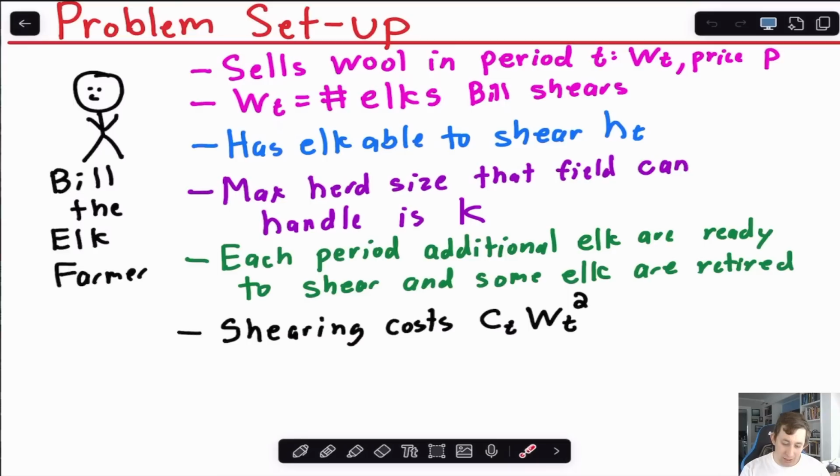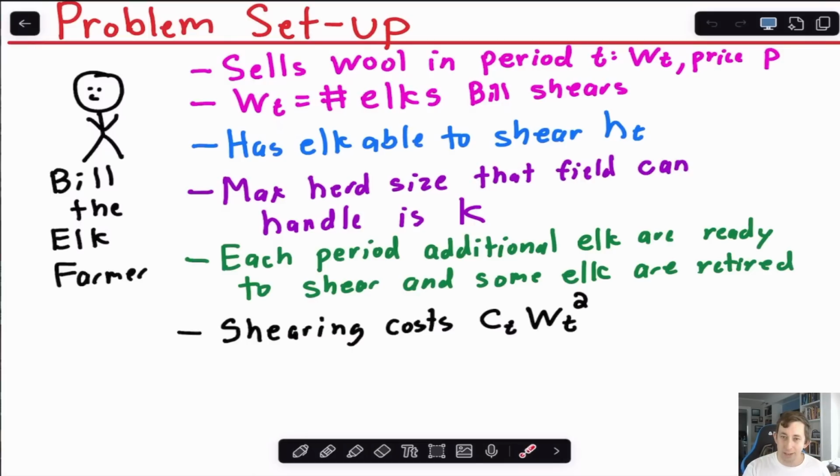And so what we're going to say is that he's got a number of elk that he's able to shear in the herd. It's going to be HT, and what's happening is that Bill has got these elk on some sort of field, and that field can only handle a certain amount of herd size, and we're going to call that maximum herd size the carrying capacity, or K. And basically in each period, Bill's going to have an additional number of elk that are ready to be sheared, and some elk are going to retire. They're going to go into a separate pasture. They can't be sheared anymore. They're just going to hang out for the rest of their lives and vibe.